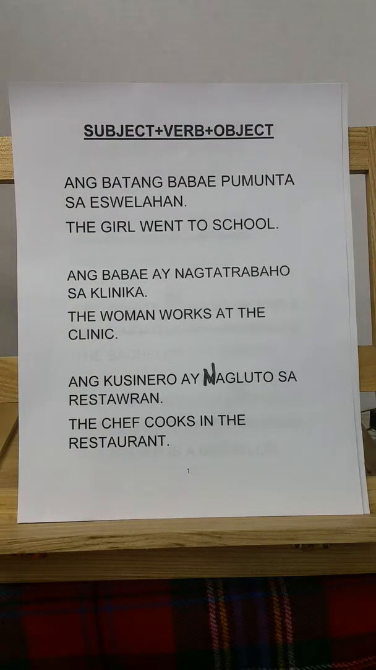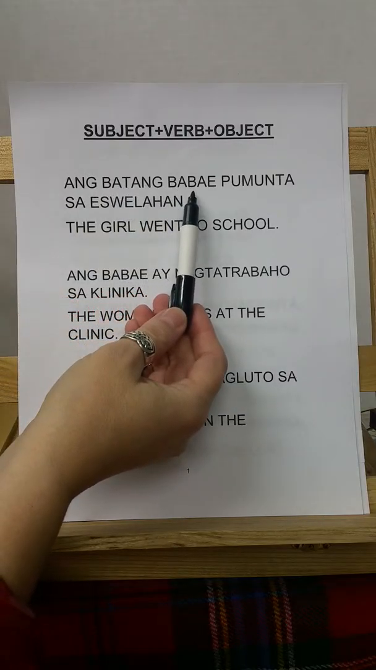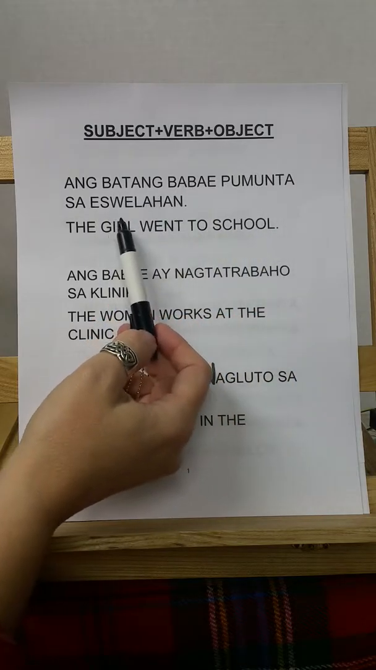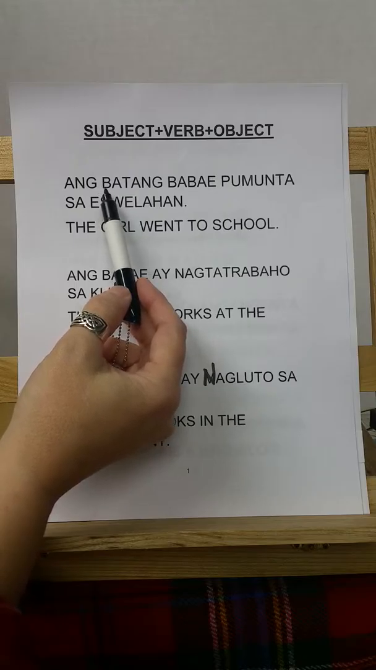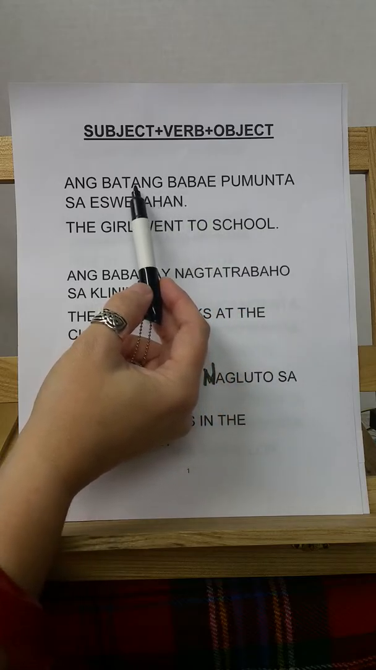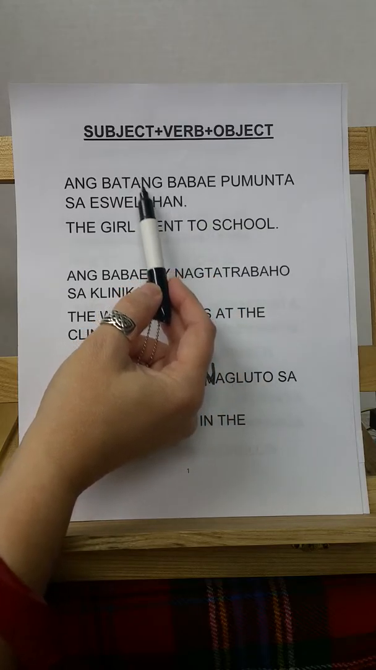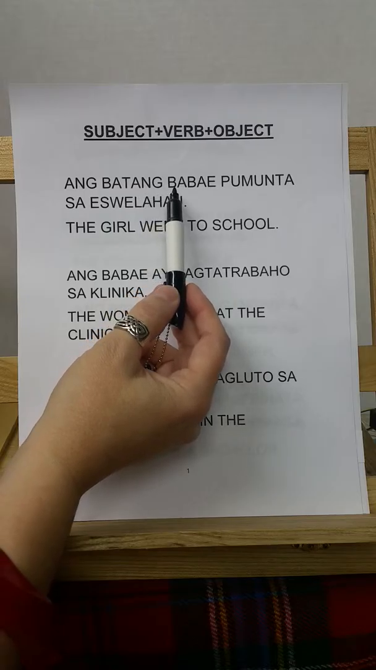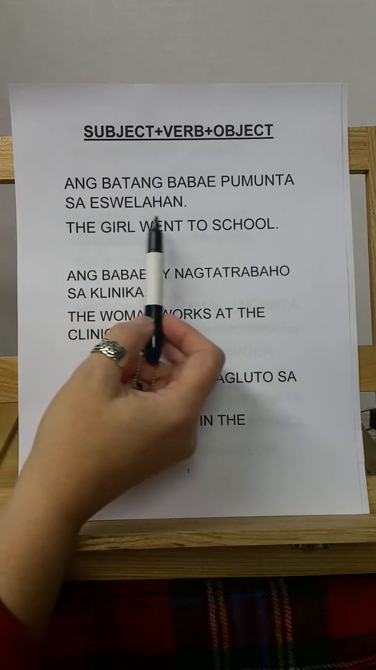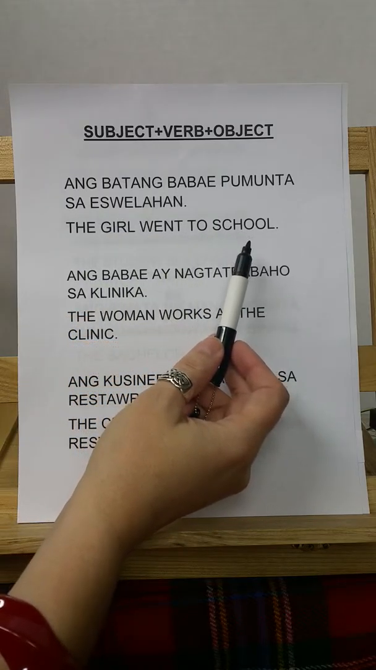So now we're going to go into the compound sentence structures, which would be a subject, and then a verb, and then an object. So, ang batang babae pumunta sa eskwelahan. The girl went to school. Bata means child. Babae means female. So to put these two words together, you need a connector, which is ang in this case. Ang batang babae pumunta sa eskwelahan. The girl went to school.